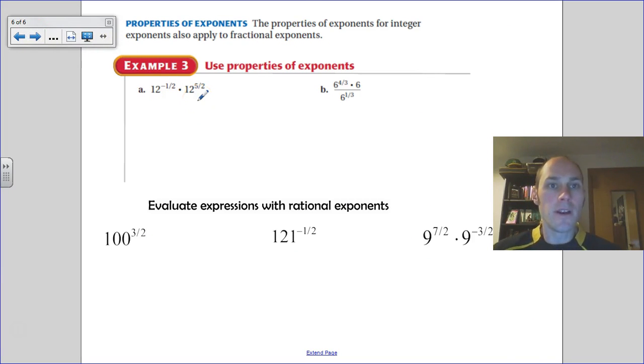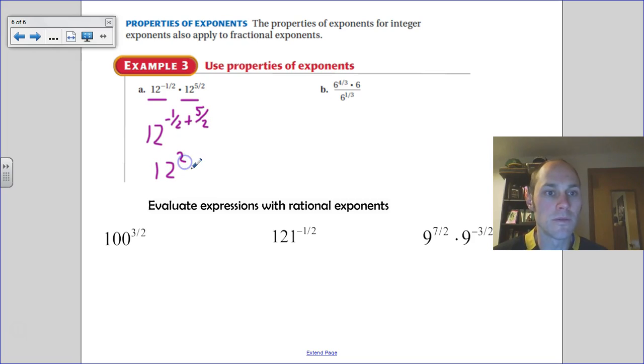Now let's combine what we know about the properties of exponents and add these rational exponents in there. So 12 to the negative 1/2 times 12 to the 5/2. Remember, when it's the same base, I can add exponents. So 12 to the negative 1/2 plus 5/2. Negative half plus 5/2 is 4/2, which would be 2. So 12 squared is 144.